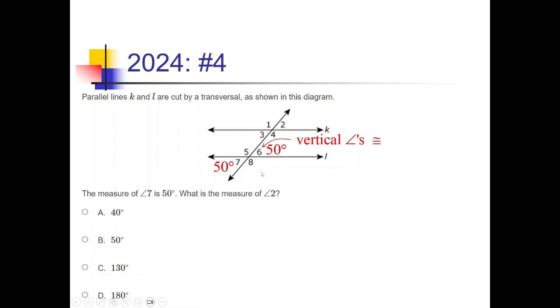Another way you could have gotten there is to say, okay, 7 and 8 are supplementary. They add up to 180. So that would give you 130 for this angle, and then that's the same relationship with 8 and 6. 130 and 50 would also give you 180.